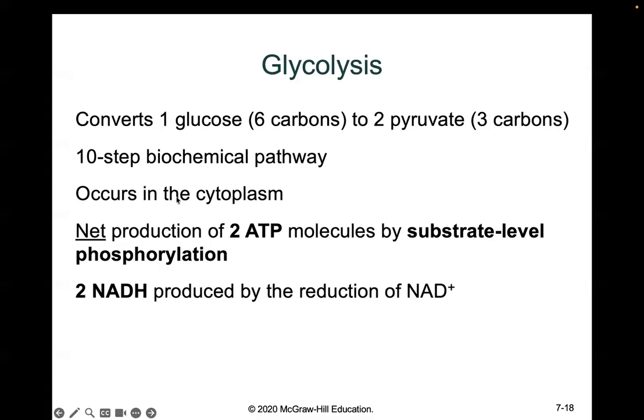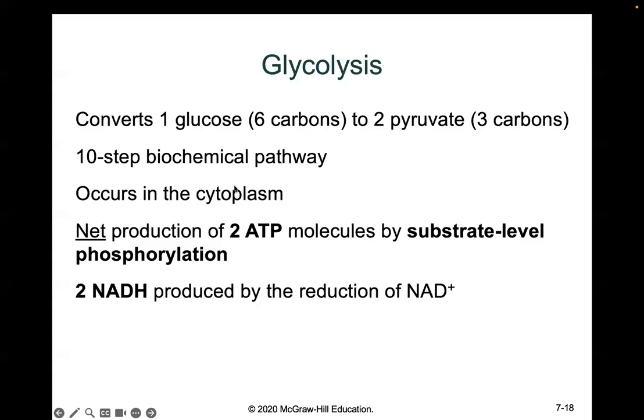And this occurs in the cytoplasm. Guys, please, I need you to know where these steps are occurring. Glycolysis occurs in the cytoplasm, so inside the cell. What we're trying to do is break down this one glucose, so 6 carbons, into 2 pyruvate molecules. And the pyruvate molecules are 3 carbons. So you're just breaking it down in half, if you want to think about it that way.